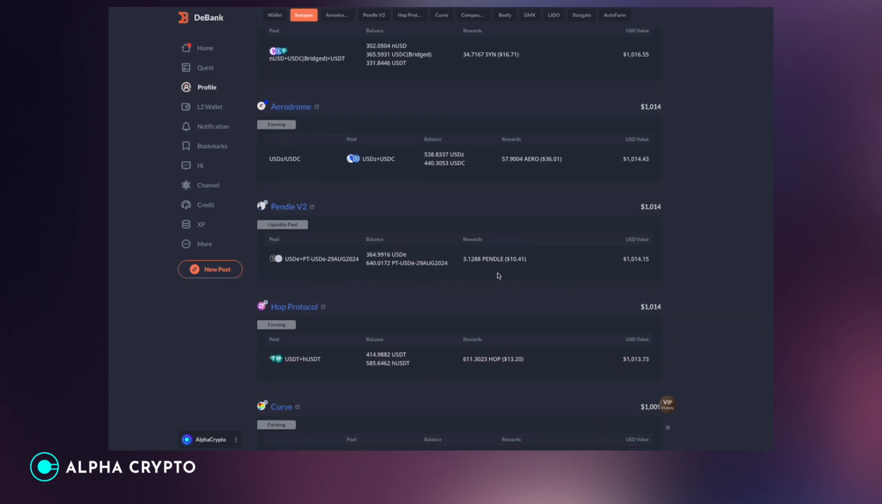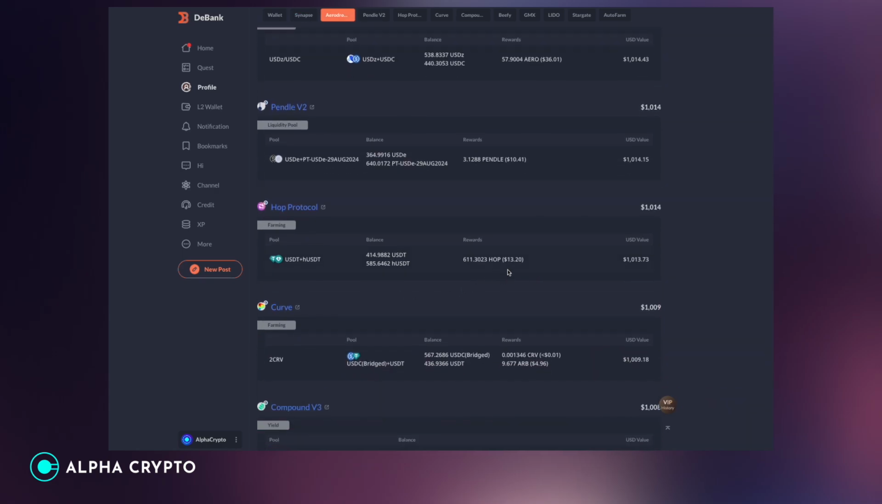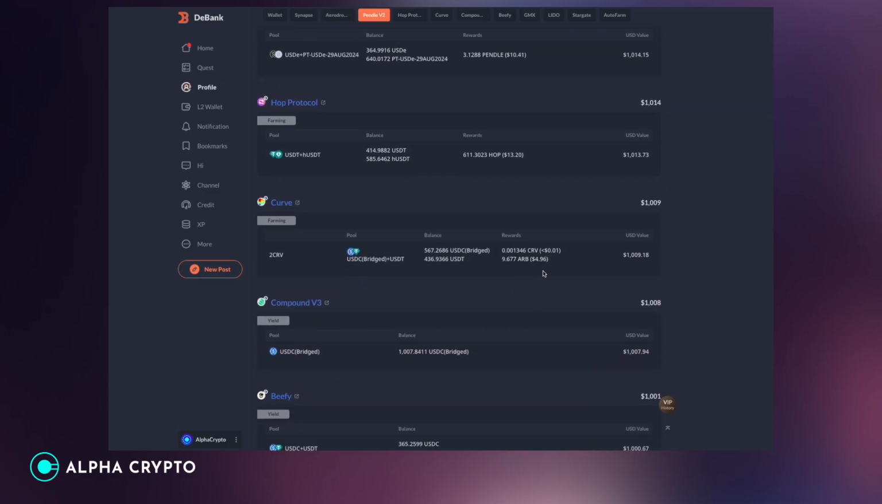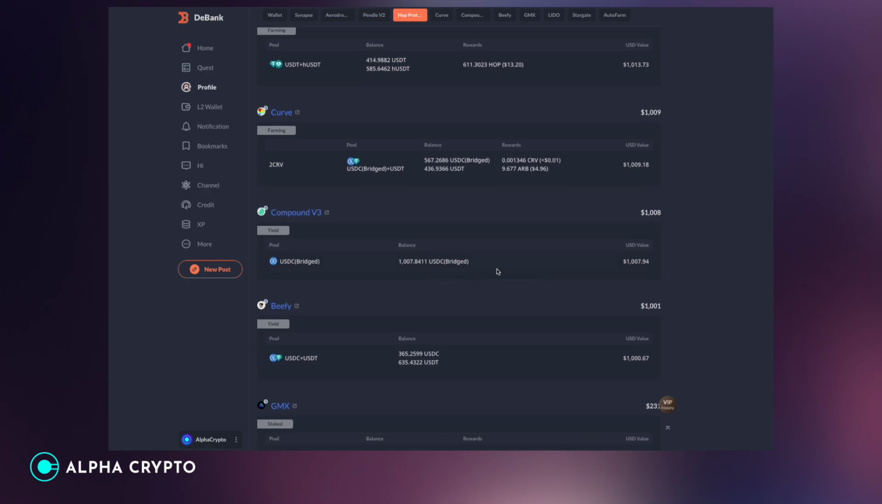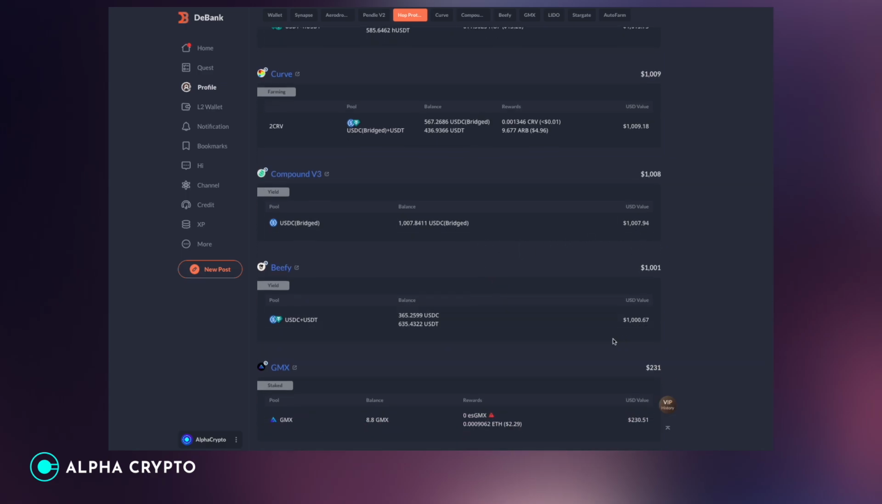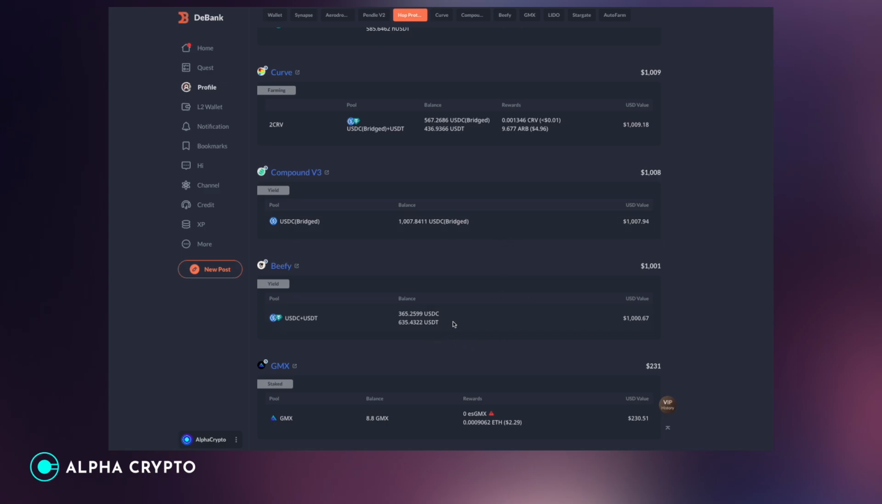Pendle, we've got $10.41 of Pendle that we've received here. Hop Protocol, we've got $13.20 worth of Hop. Curve, we've got a total of just under $5, so $4.97 in total there. Compound, because there's no rewards, we're just compounding USDC. We've just got $1,007.94. Beefy, similar with Compound, it's not doing too well in this particular run, so we've just got $1,000.67.